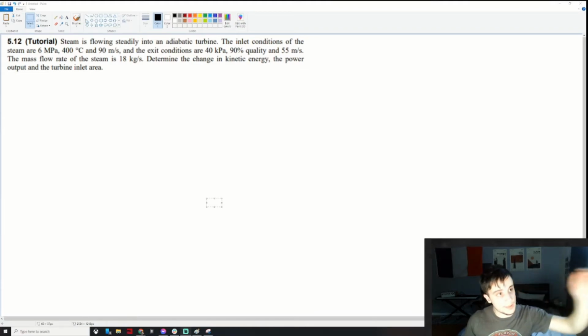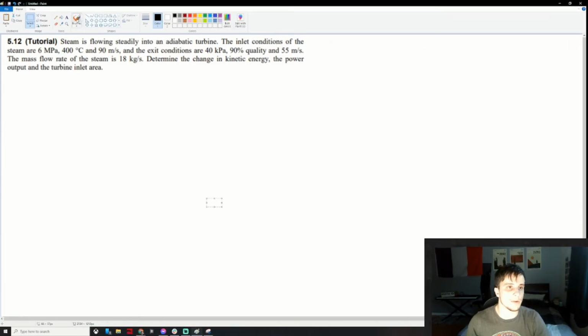Okay, so let's begin problem 5.12. Okay, so steam is flowing steadily into an adiabatic turbine. So once again, we have the keywords steadily.